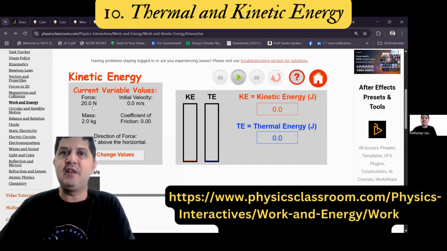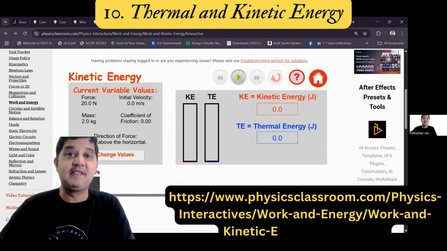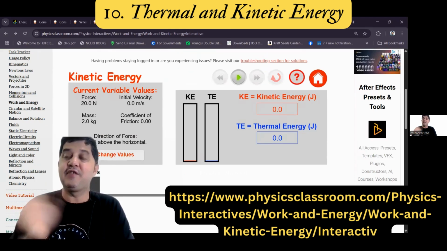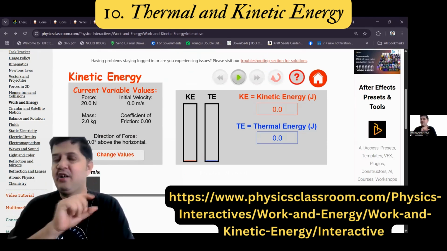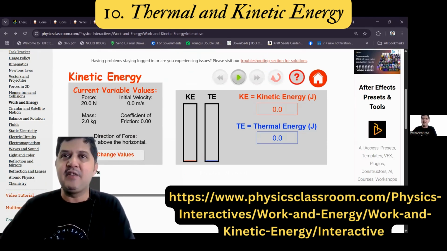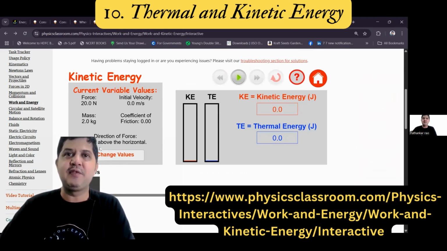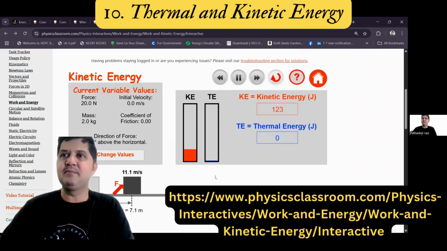The force is 20 Newton, a constant force applied in this direction. The first option gave you the horizontal direction. This one is in a different direction. Initial velocity is 0, mass is 2 kg, coefficient of friction is 0, and the direction of the force is 30 degrees above the horizontal. Now, what happens to the kinetic energy? That's the question. So when I play this, what do you see? You see that the kinetic energy keeps on increasing, but much slower.